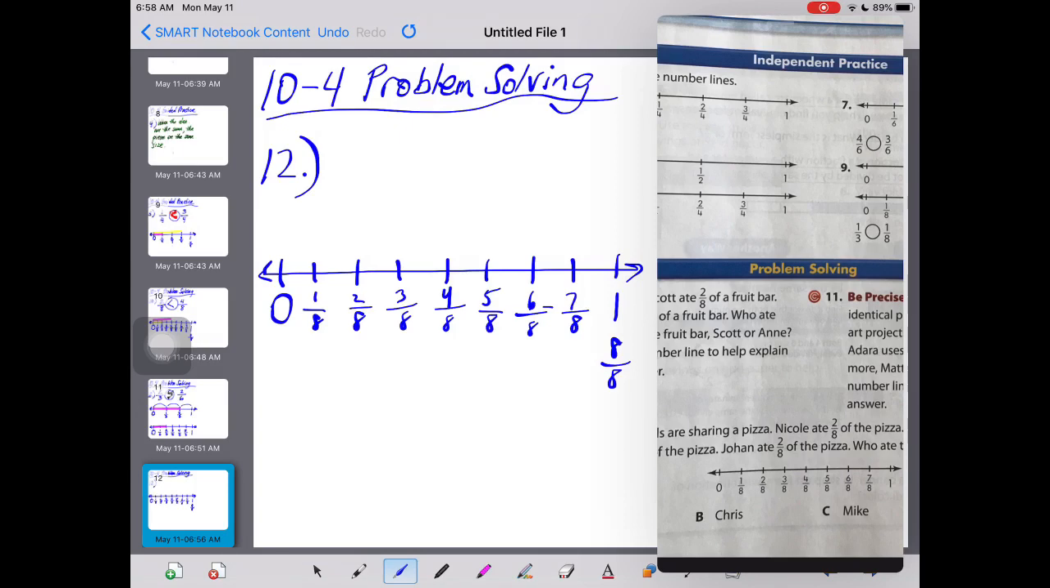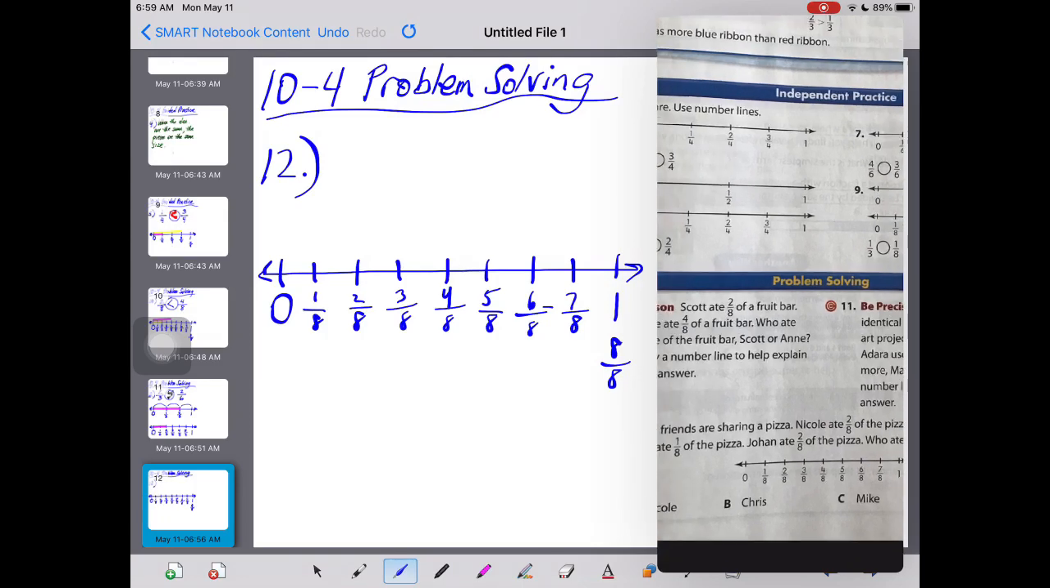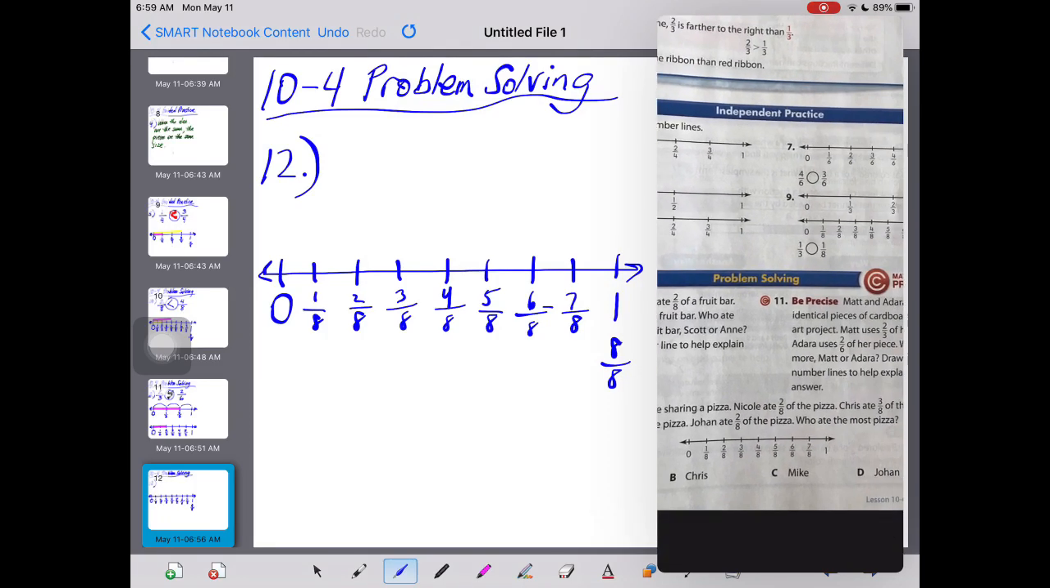Now, I know when we think pizza, we think of circles. But I tell you guys, it is so much easier to draw fractions, represent them on the number line or fraction strips in rectangles than it is to draw a circle and try to cut those circles up into pieces. So let's think of this pizza as one long rectangle, okay?